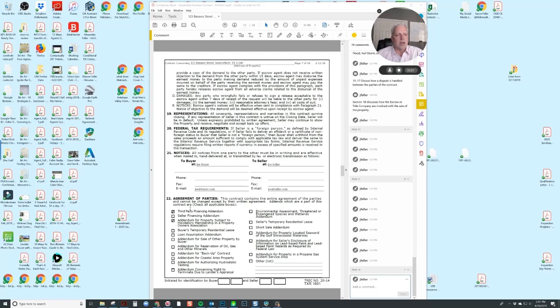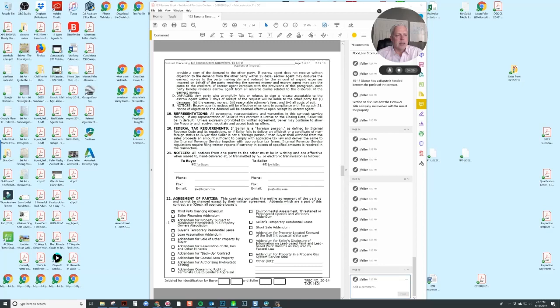22 is agreement of parties. This is where you would indicate any addenda that are being attached to this contract. For this one, I'm using a third-party financing addendum, so I've got that checked. And that's just explaining how the buyer is going to finance the property. Like I discussed on page 1, if they have $400,000 left over from the offer price, how are they going to make that whole number complete? What type of financing, and the details around it.